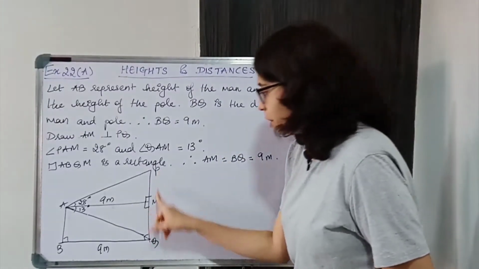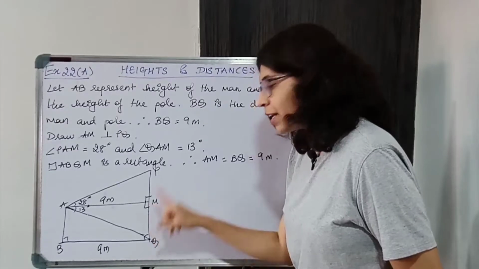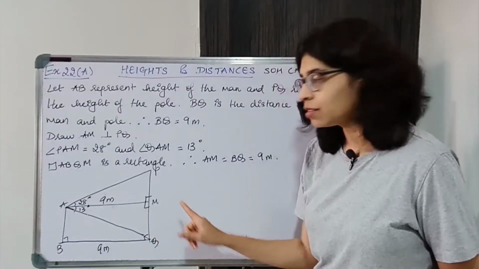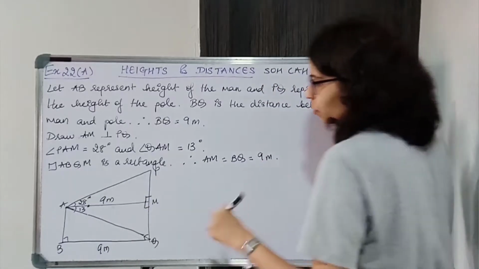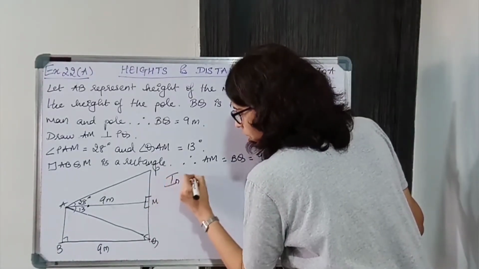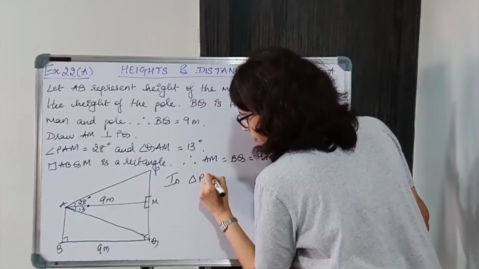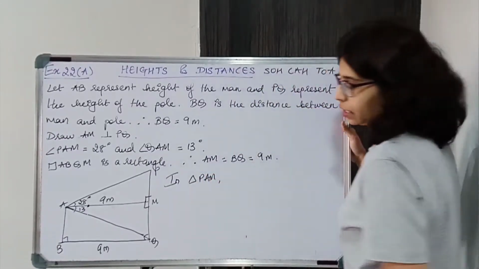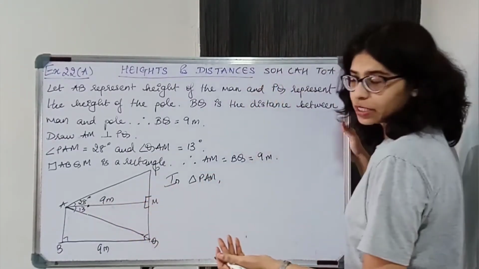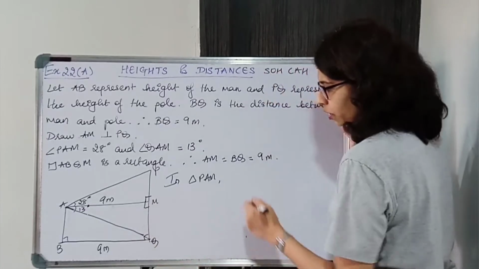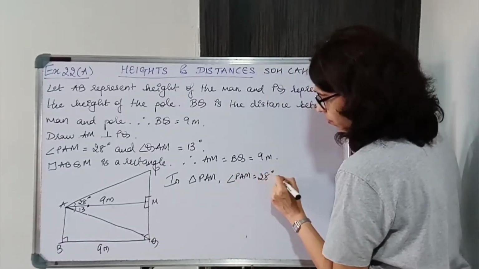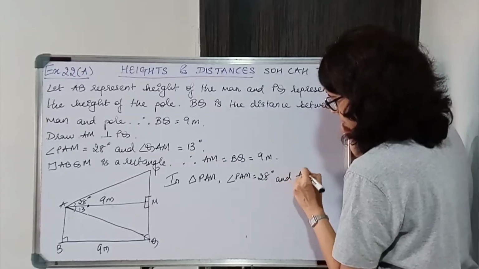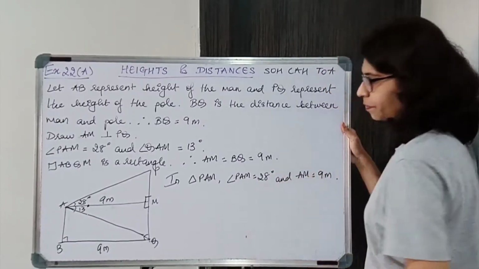Now PQ find करना है तो PM and MQ find करेंगे हम लोग, ठीक है। PM के लिए we'll consider triangle PAM. So in triangle PAM, angle PAM हम लोग को पता है, AM भी पता है, ओके। So just write down angle PAM is 28 degrees and AM is 9 meters.